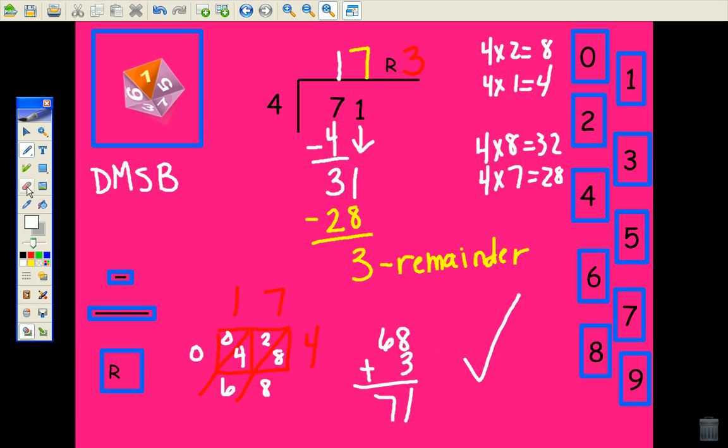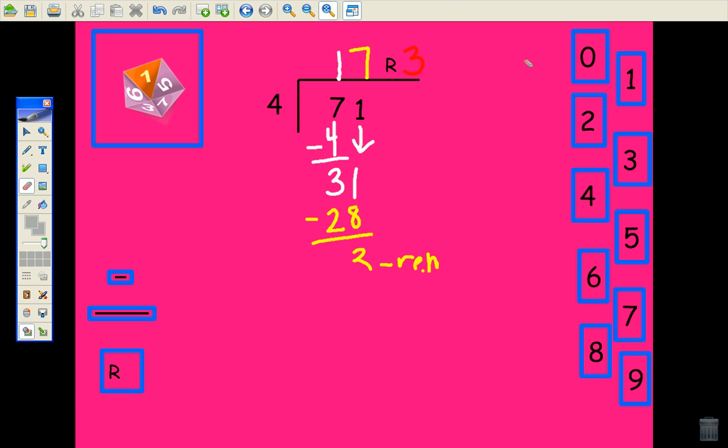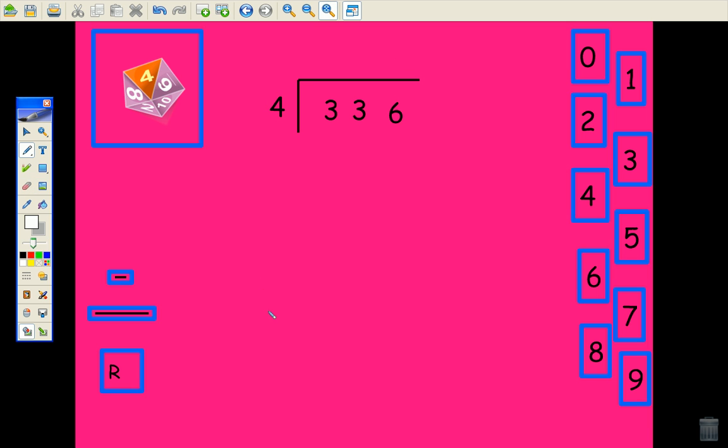Now let's try a problem with a 3-digit dividend. And remember, this takes practice. If you're not getting it right away, that is okay. Practice, practice, practice. Okay, I rolled my number cube and I created a 3-digit dividend. This is the number I'm starting out with. I have 336 of something. I'm either going to put it into 4 groups and want to know how many is in each group, or I'm going to put 4 into each group, and I've got to figure out how many groups I actually have.